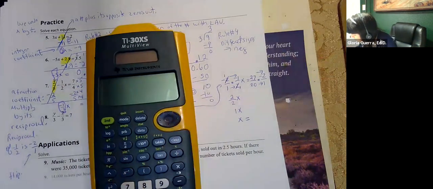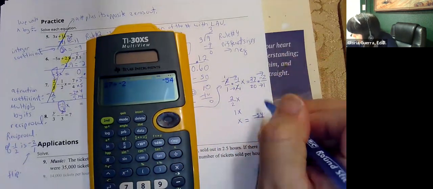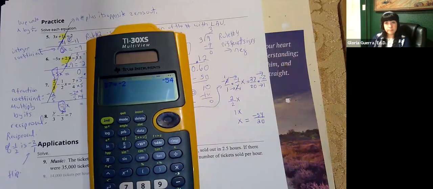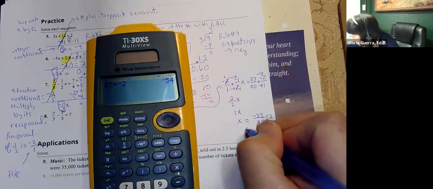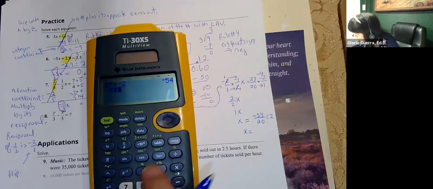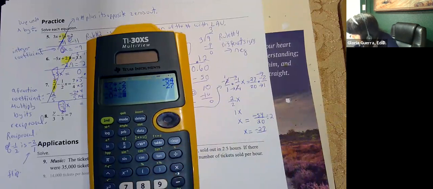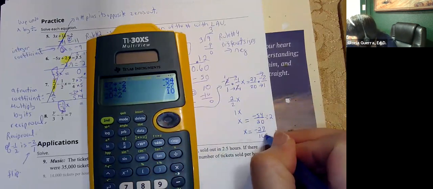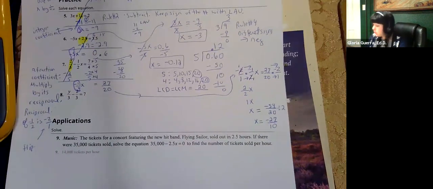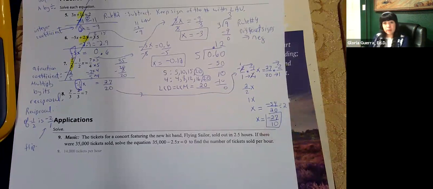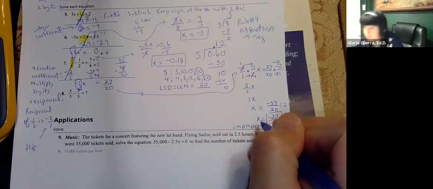So 27 times negative 2 is negative 54. And 20 times 1 is 20. Okay, and I'm going to reduce that. These are both even, so I'm going to reduce by 2. Negative 54 divided by 2 is negative 27. 20 divided by 2 is 10. So it looks like we get negative 27/10. And that's an improper fraction, okay? And we're okay with that.